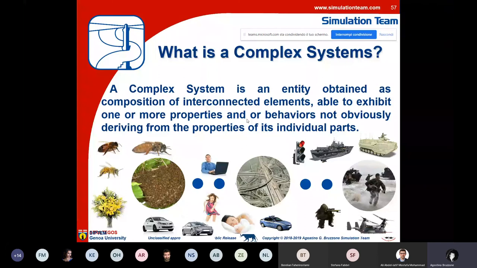What does it mean? It means that, for instance, the behavior of the hive is not easily understandable based on the observation of single bees, okay? Because the hive, due to the interaction among the multiple bees, the multiplicity of bees, and their different kinds of specialization, generates behavior that is not intuitive, and that is often called emergent behavior.